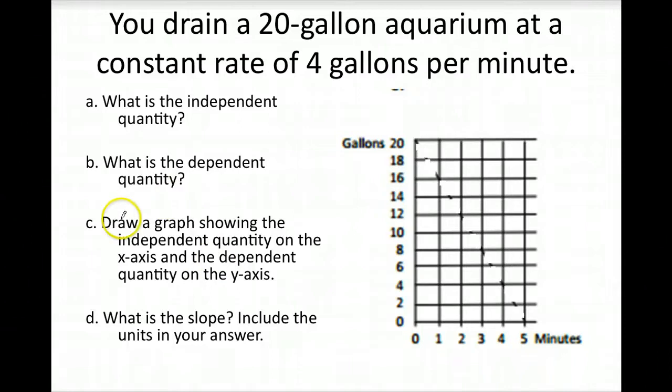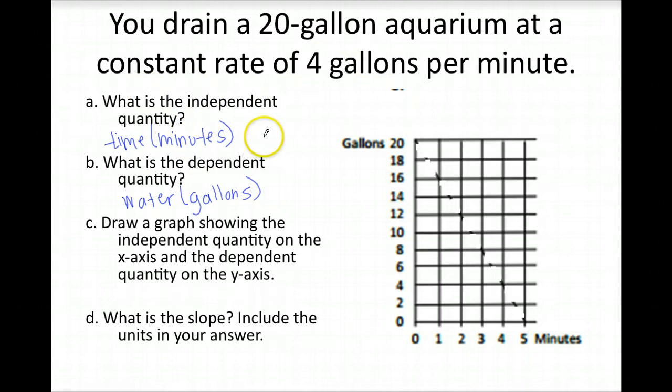All right, welcome back. We're looking at what is the independent quantity. Our independent quantity here is our time, and once again, that's going to be in minutes. Time will always be your independent quantity. Our dependent quantity is the water, so gallons, because the amount of water lost in gallons depends on how much time has elapsed or how much time has passed.